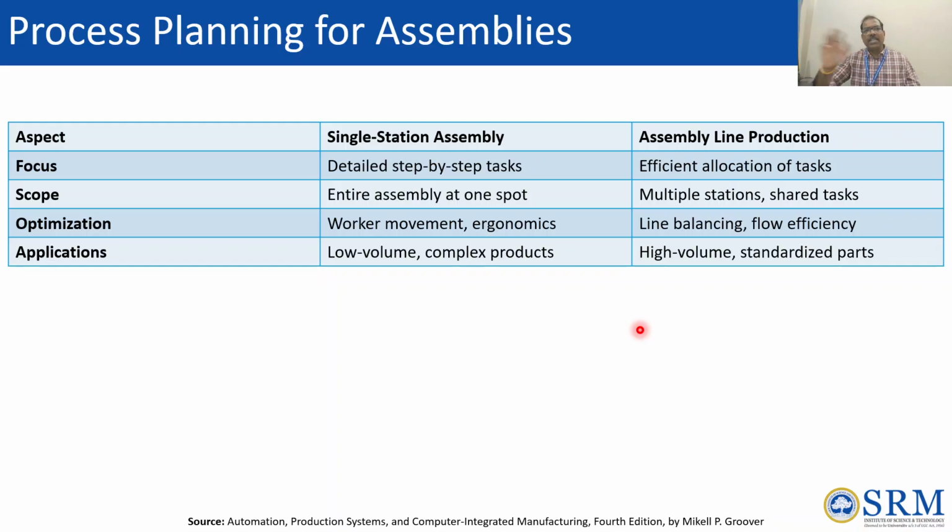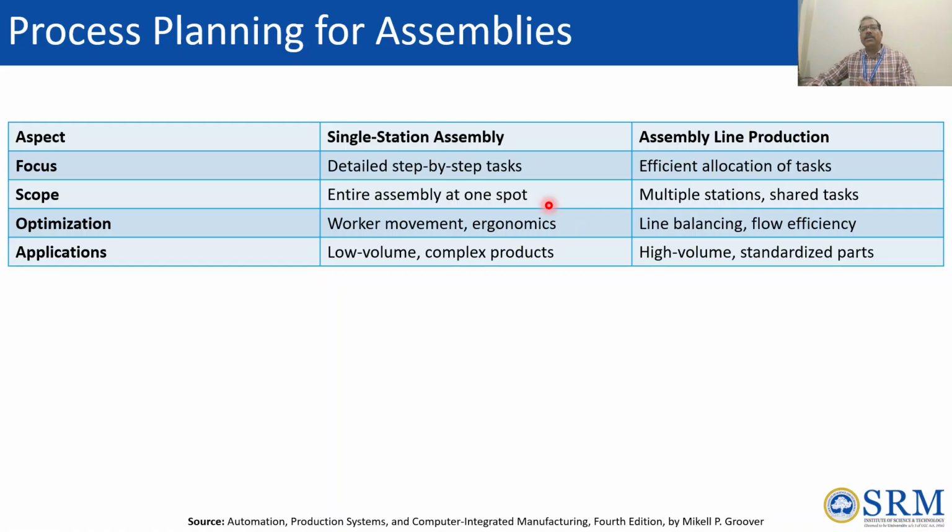This is the difference between process planning for single station and process planning for assembly line production, with the aspect of focus, the aspect of scope, the aspect of optimization, the aspect of application. I hope you guys are able to understand. As I said, in single station, we need to have a detailed step-by-step task. But in terms of assembly line, we need efficient allocation of tasks. And yes, the entire assembly will be done at one spot itself because it's a single station.